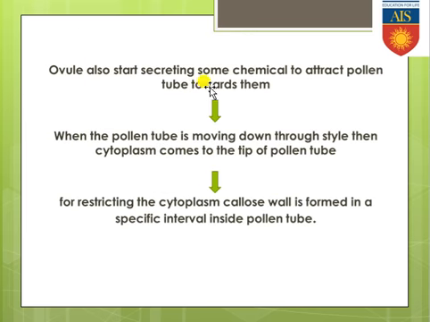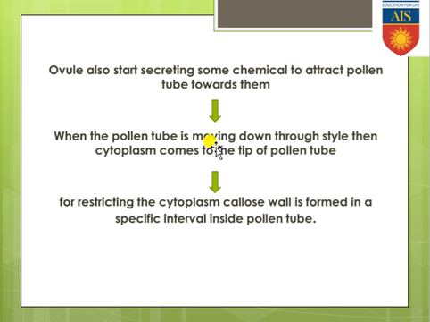Ovule also starts secreting some chemical substances so that it can attract the pollen tube towards it, and the pollen tube also can go towards the ovule without any hesitation, without any problem, because ovule also is providing the chemical signal to the pollen tube, and it will be going smoothly to the ovule.